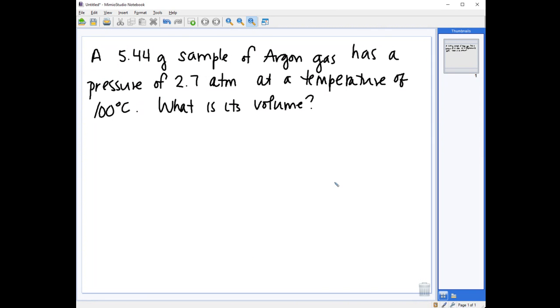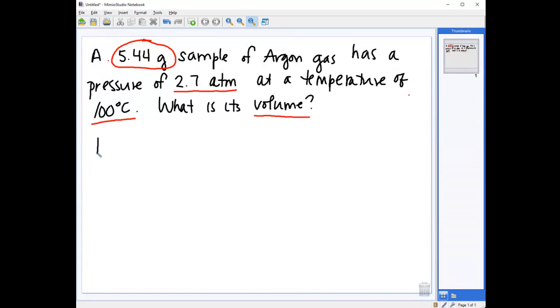Okay, so here was the problem that we left off with. A 5.44 gram sample of argon gas has a pressure of 2.7 atmospheres at a temperature of 100 degrees Celsius. What is its volume? So we can see, looking at this problem, that I am given pressure. I'm given temperature. I'm looking for volume, and then I have this other piece of information. Think, well, grams is not part of my equation.